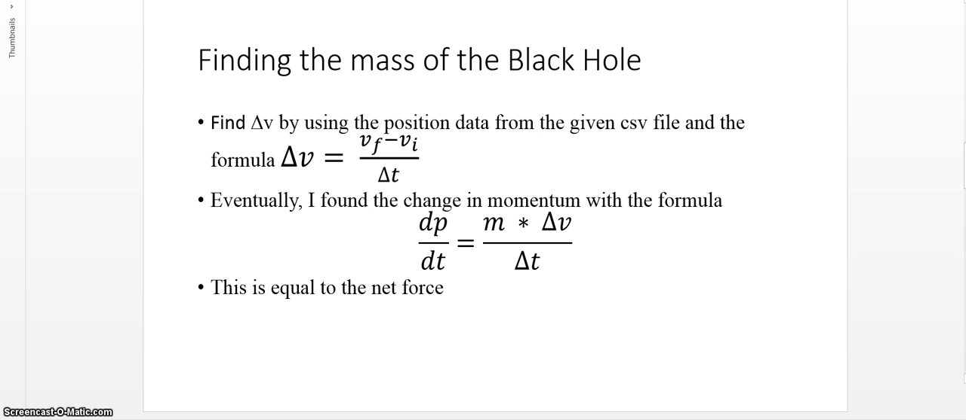So to find the mass of the black hole, I started by finding the change in velocity using the data given from the CSV file and the formula delta V equals V final minus V initial over delta T. Then, using the momentum principle, I found the change in momentum per iteration of time. This will be equal to the net force.